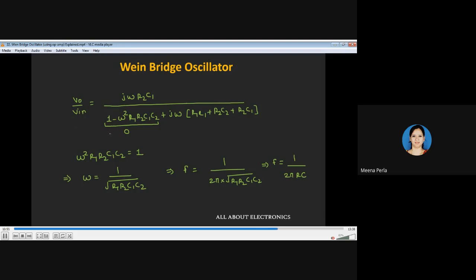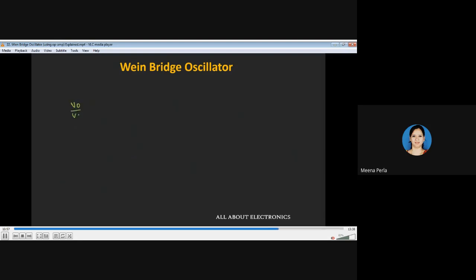But let us consider that R1, R2 and C1, C2 are different. Then Vout by Vin will be equal to R2 C1 divided by R1 C1 plus R2 C2 plus R2 C1. If R1, R2, C1, C2 are equal, then this Vout by Vin, or the feedback fraction beta, will be equal to 1 by 3. But if they are different, then this will be the feedback fraction for this RC network.